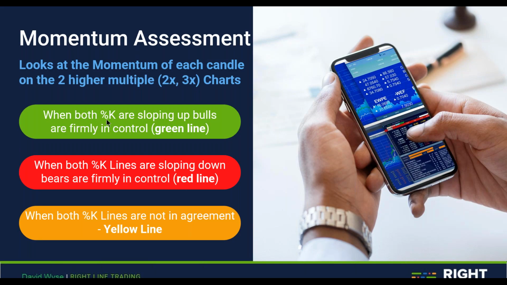So basically, when both percent K lines are sloping up, the bulls are in control and we get a green line. When the K lines are sloping down, the bears are in control. Obviously, we get a red line. And when there's no correlation, then you get a yellow line. It's basically the colors that tell us what's going on. It seems simple, but it really takes a lot of good information and presents it in a way that you can see it quickly and use it quickly.